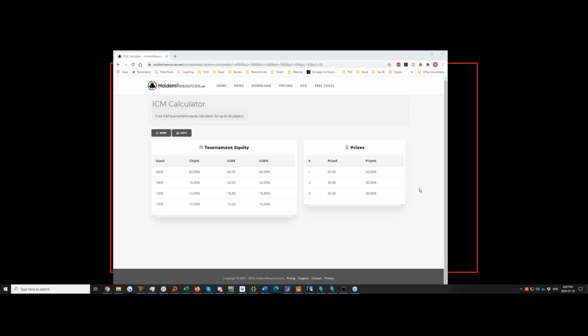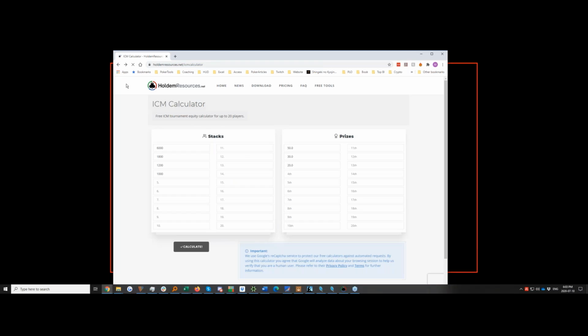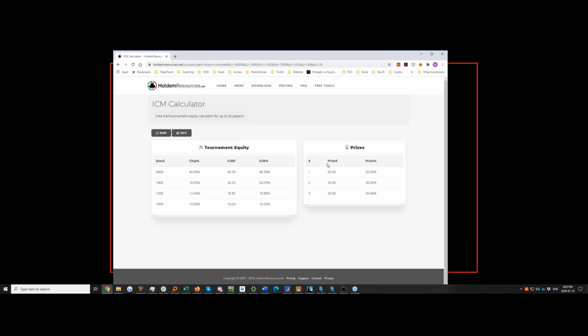So let's say each player starts with 8,000 chips for this tournament, and you have 4 players left, with the chip leader having 6,000 chips, so a massive chip leader, and second place in chips having 1,800, then 1,200, and 1,000 chips. Here in the ICM calculator, I can just go back. On this website, holdingresources.net, ICM calculator, you can just enter the stack sizes and the prize pool and then just calculate, and it will give you the results.